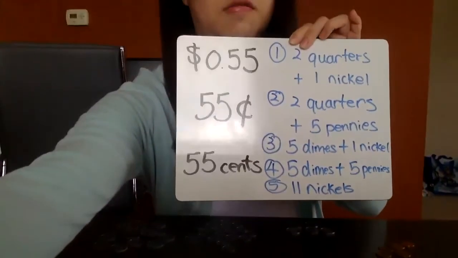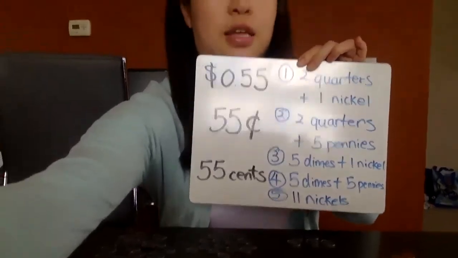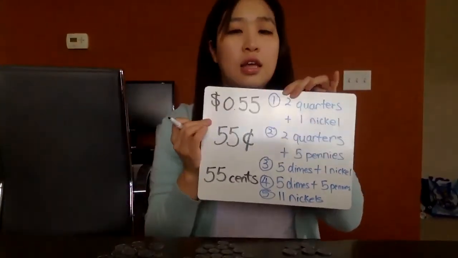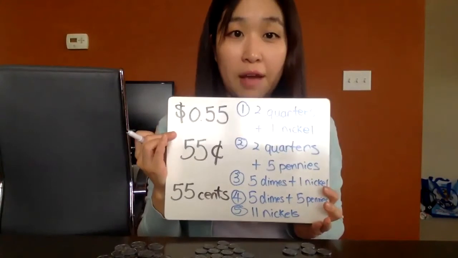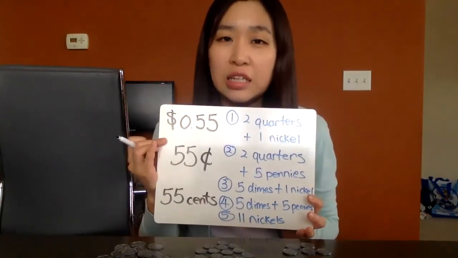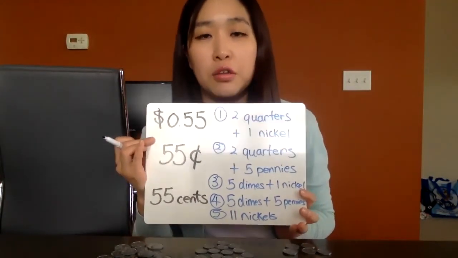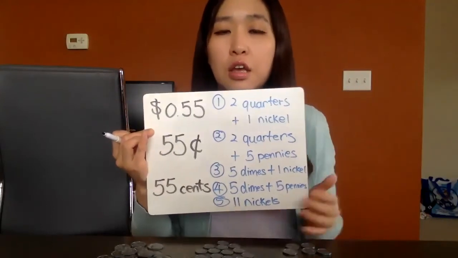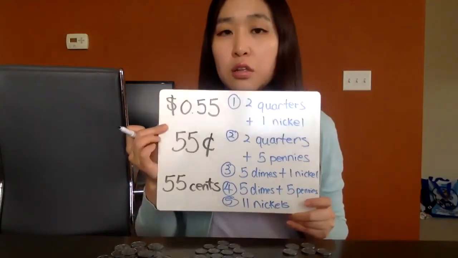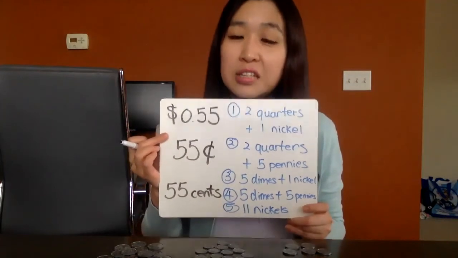So these are the 5 different ways that I made 55 cents. For your bingo activity today, your goal is to try to make 5 different ways using a variety of coins to make 45 cents. So go ahead and try that.